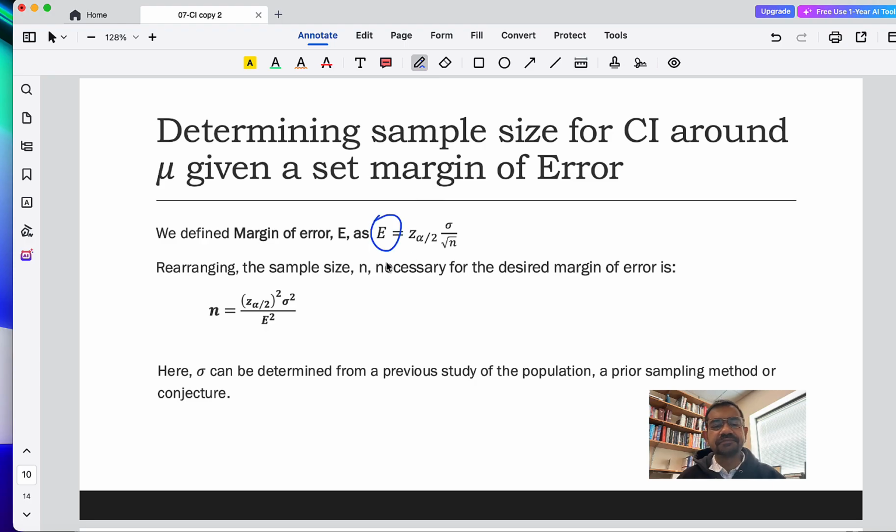So in this case, we will fix our E to a certain value, and we will work this equation backwards to get the value of n. If we do some cross multiplying and square our terms, we get that n, the minimum sample size, is equal to the z stat corresponding to alpha by 2, squared, times the population standard deviation squared, assuming past surveys have given us that value, divided by our desired margin of error squared. Let's see how we can implement this in a problem.